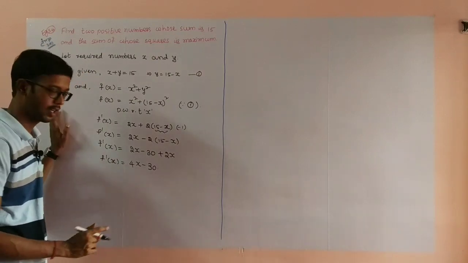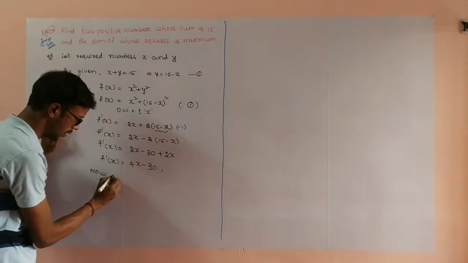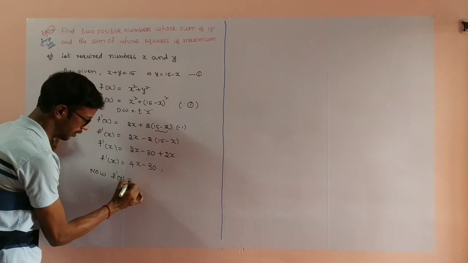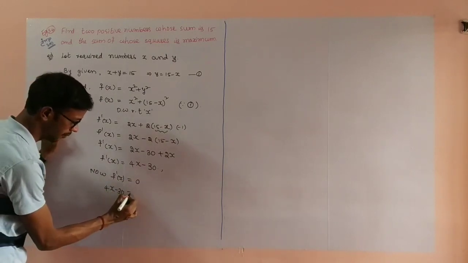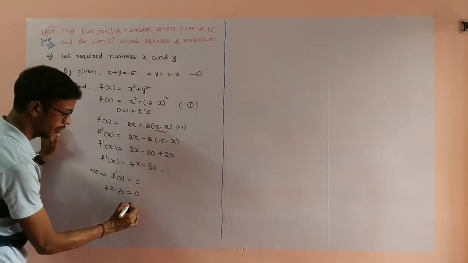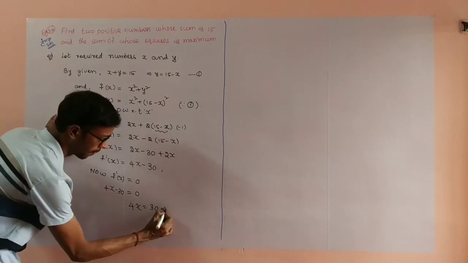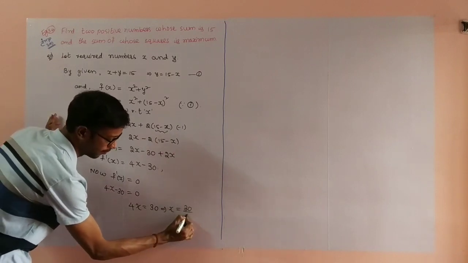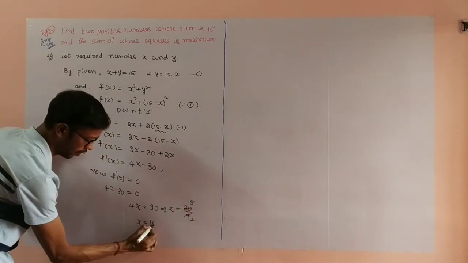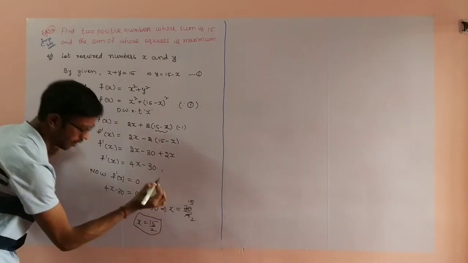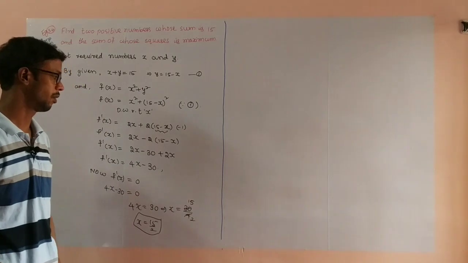After this, what will we do? Now f dash of x equal to 0. 4x minus 30 equal to 0. 4x is equal to 30. x equal to 30 by 4. Two 2s are 2, 15 by 2. x equal to 15 by 2 is the critical point.